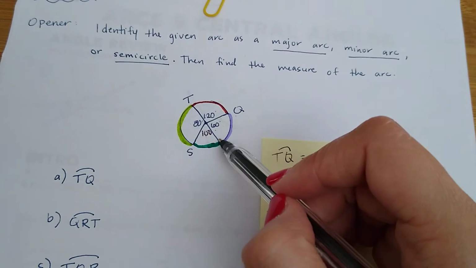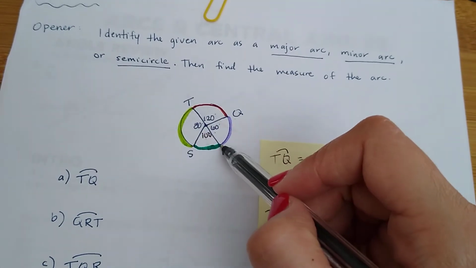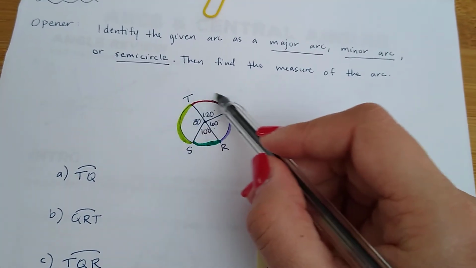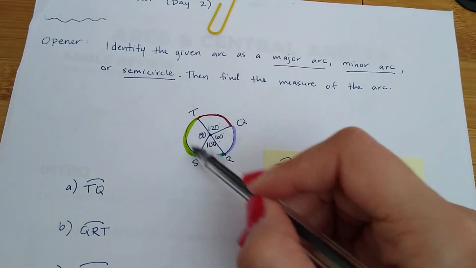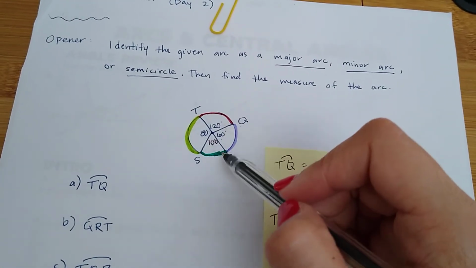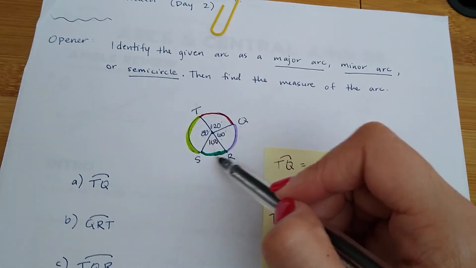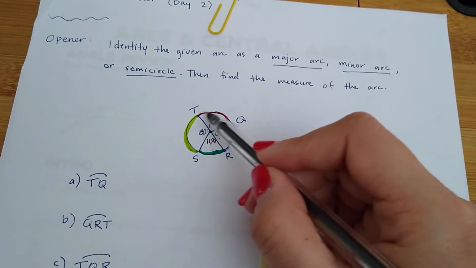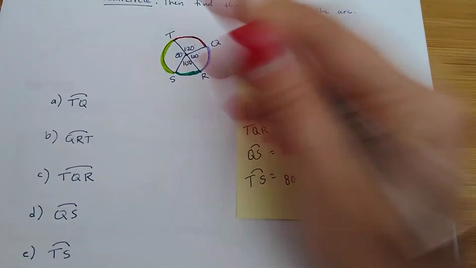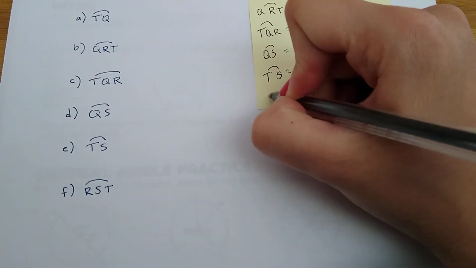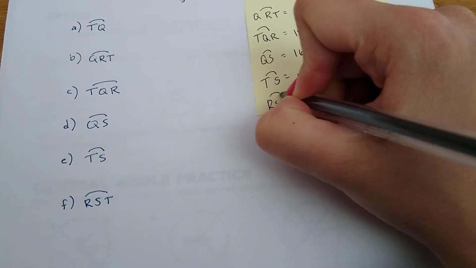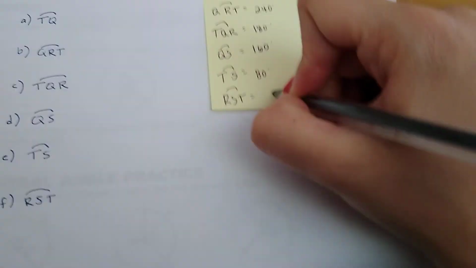RST. So keep this in mind. Are we going this way or are we going this way? Ooh, well, either direction that you actually choose to go doesn't matter because it's half a circle, right? So we end up getting the same degree measure for it. So our answer would be 180.